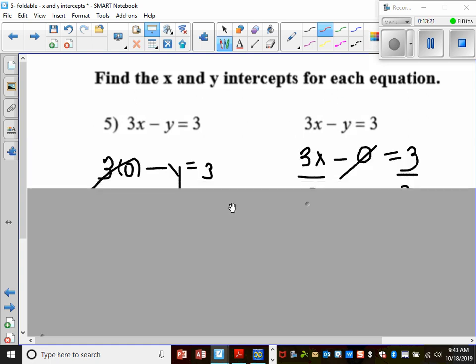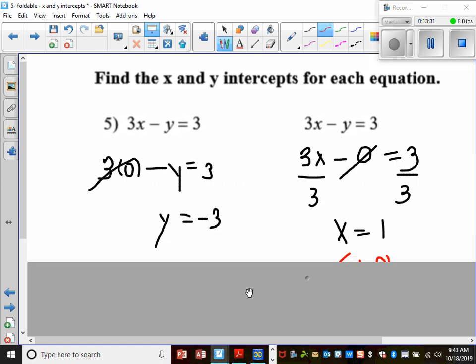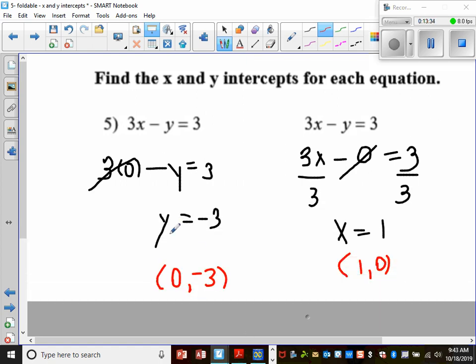So that's what we did here. This side, replace X with 0. This side, replace Y with 0, because we're finding both of the intercepts. And then you just do your math, and you end up with Y is -3. So then I wrote it as a coordinate. X-intercept is 1, so I also wrote that as a coordinate. Yes, you could also do set for this. Any questions on that example, because you're going to do the next one on your own.